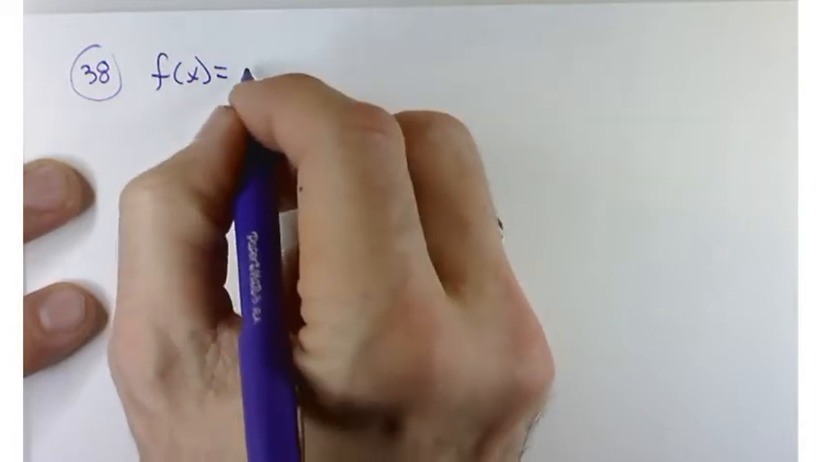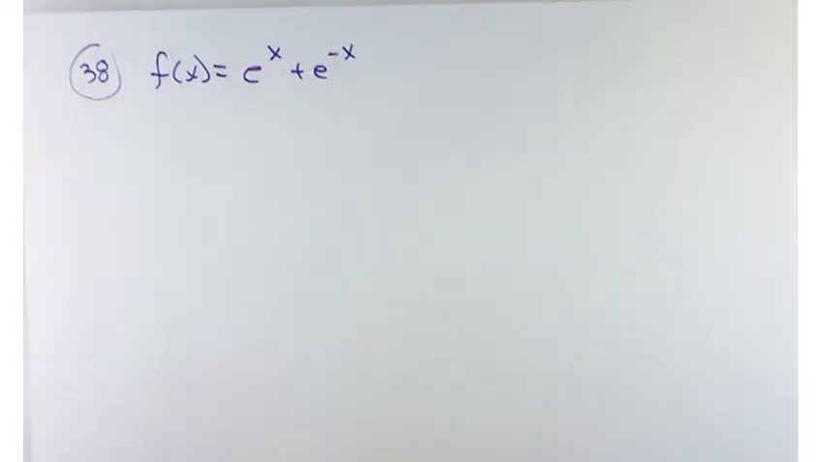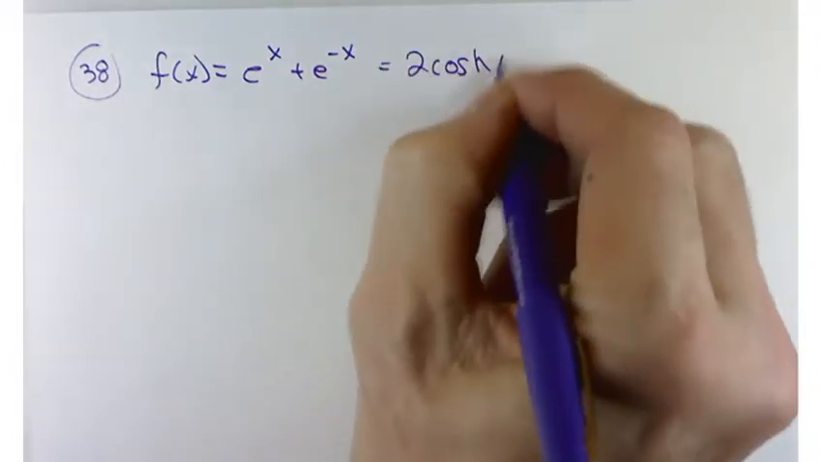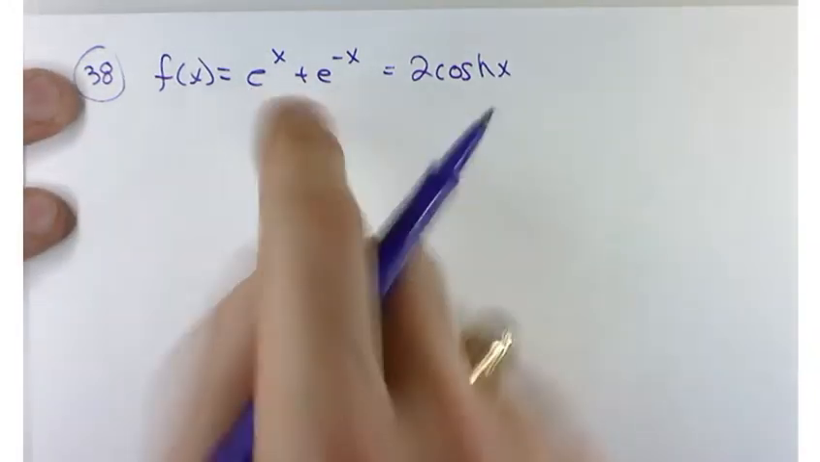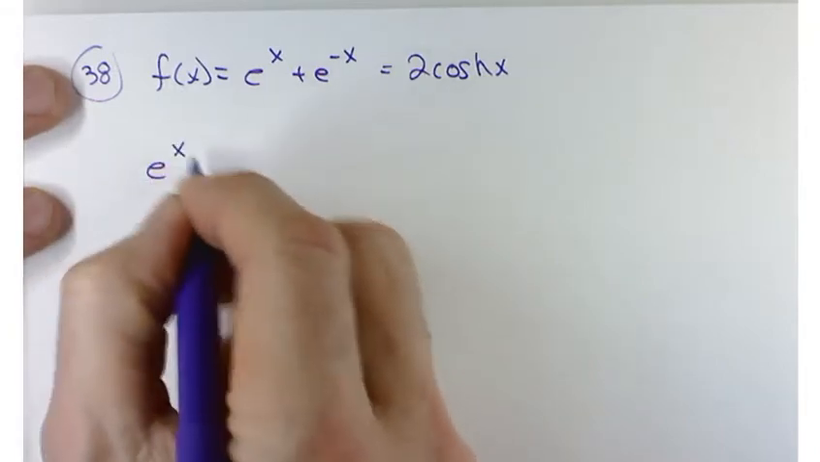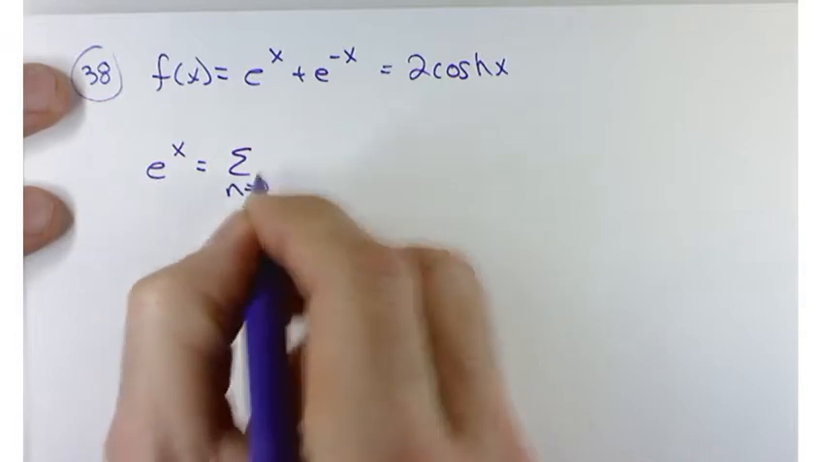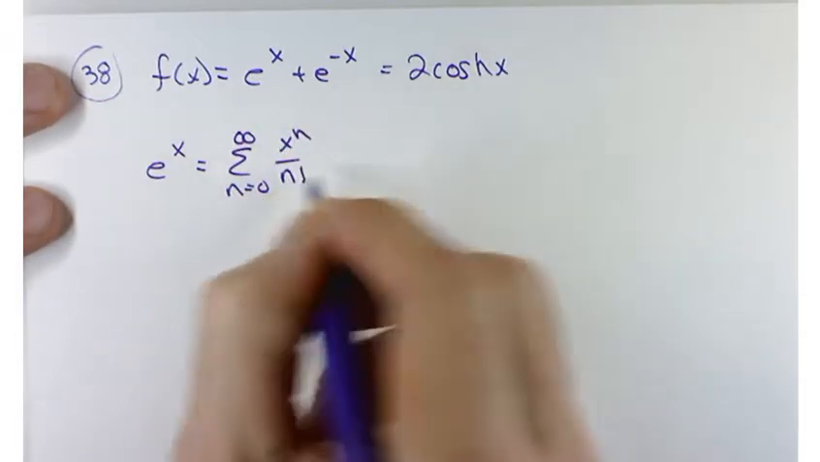f of x is e to the x plus e to the negative x. And that's equivalent to 2 times cosh of x. Well, again, we're going to use some known series. e to the x, we know that one. That's pretty easy. That's a sum from n equals 0 to infinity of x to the n over n factorial.